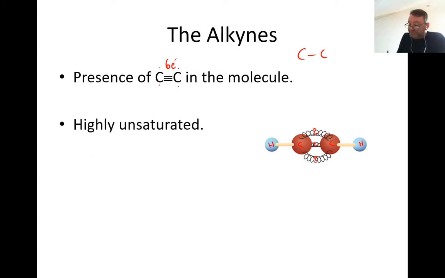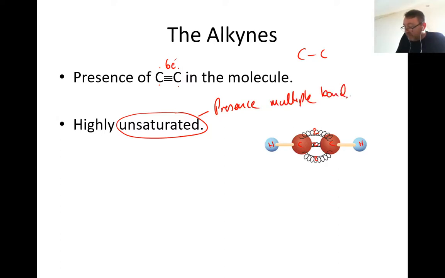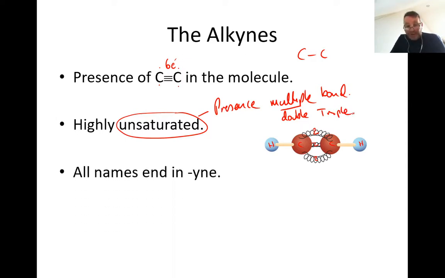Highly unsaturated. That word is extremely important. Unsaturated simply means the presence of a multiple bond. That's all it means. The presence of a multiple bond. Now by multiple we mean either a double, or in this case with the alkynes, a triple bond. Okay? They all end in YNE, so ethyne, propyne, butyne, etc.